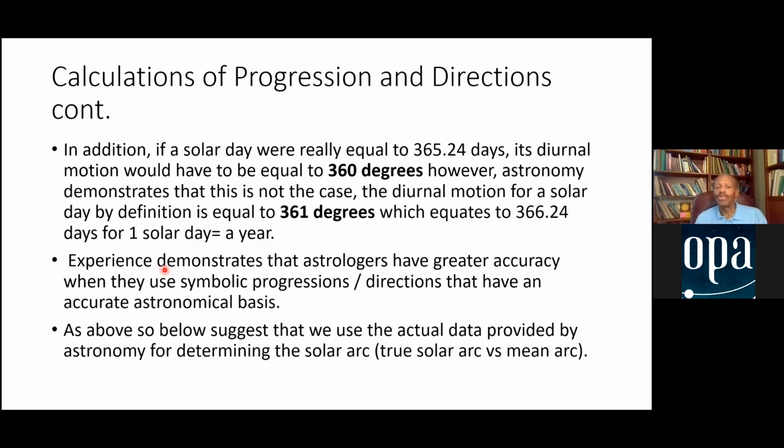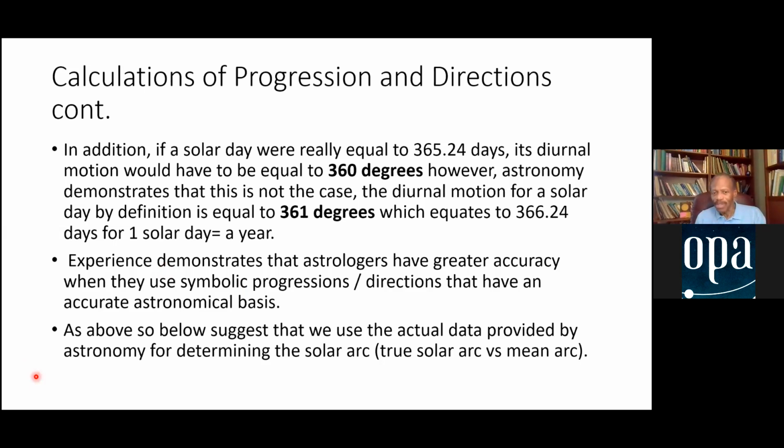In addition, if a solar day were really equal to 365 and a quarter days, its diurnal motion would have to equal 360 degrees. However, astronomy demonstrates that this is not the case. The diurnal motion for a solar day, by definition, is equal to 361 degrees, which equates to 366 and a quarter days, for 1 solar day equals a year.